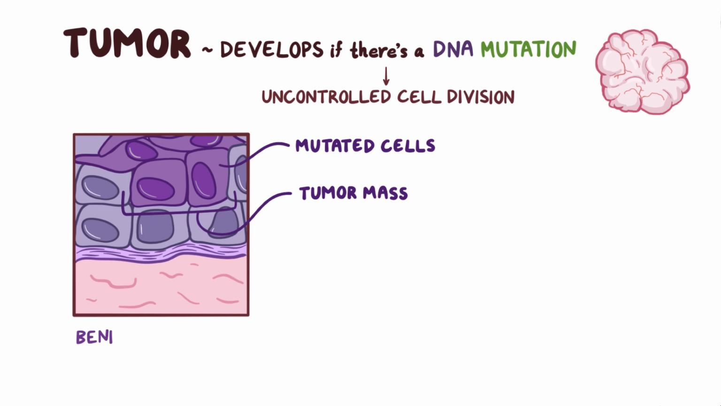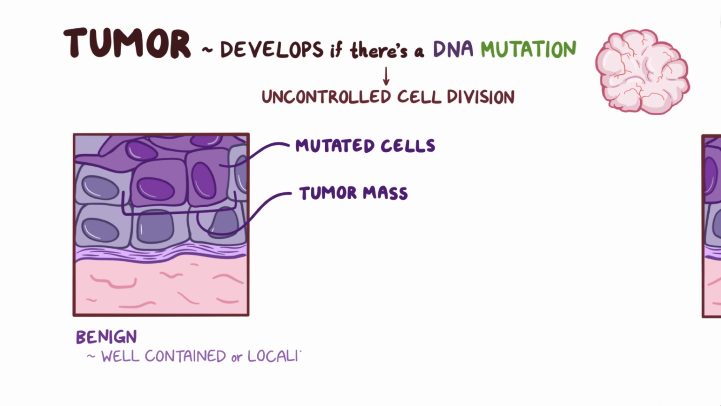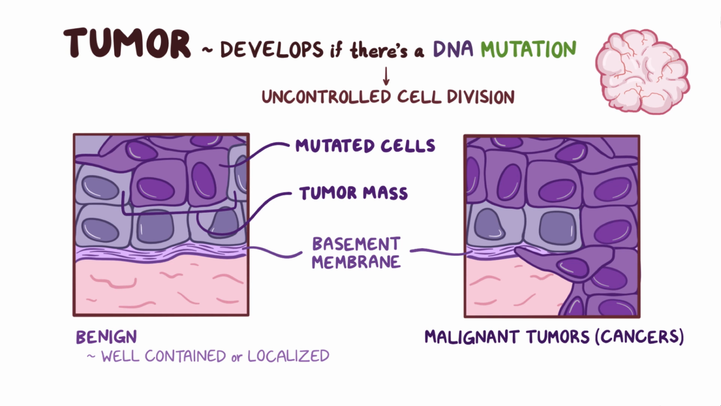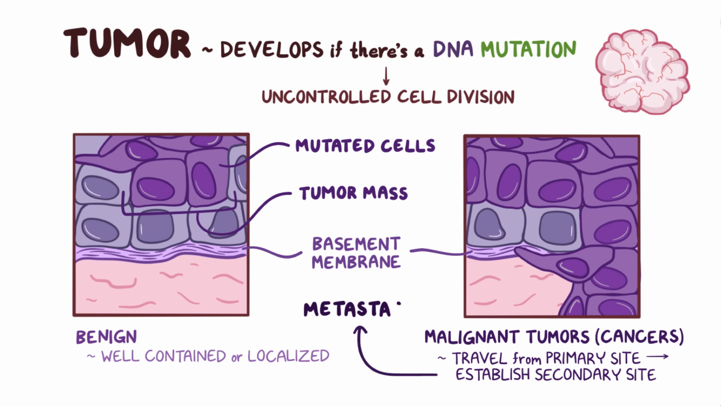Some of these tumors are benign and stay well contained or localized, but some become malignant tumors or cancers, and these are the ones that break through their basement membrane and invade nearby tissues. Malignant tumor cells can get into nearby blood or lymph vessels and travel from the primary site to establish a secondary site of tumor growth somewhere else in the body, and that's called metastasis.